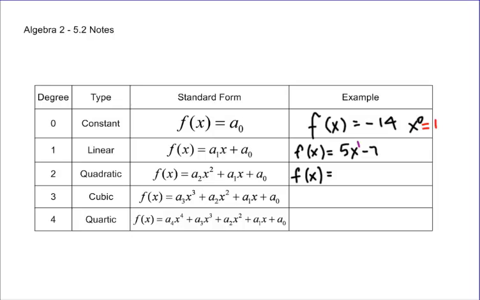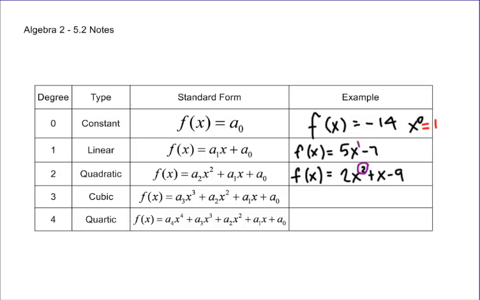A quadratic would be something like f of x equals 2x squared plus x minus 9. Okay? And again, when you look, the largest number in the exponent is a 2. And that gives us our quadratic. That gives us our degree of 2.